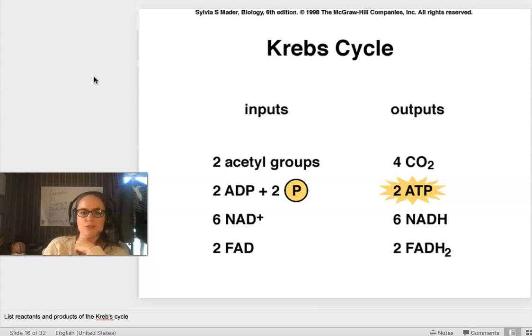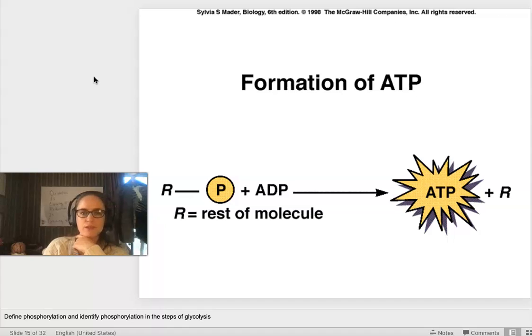Our inputs into the Krebs cycle. You know what? This was the glycolysis video. We just finished glycolysis and transition reactions, and that means it's time for our next video for the Krebs cycle.